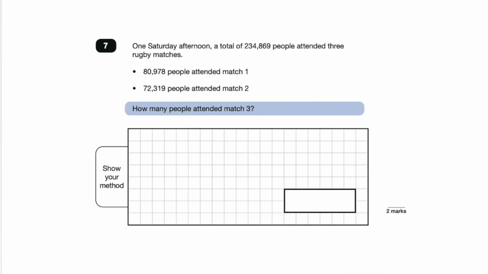Question 7 says, on Saturday afternoon, a total of 234,869 people attended 3 rugby matches. 80,978 people attended match 1.